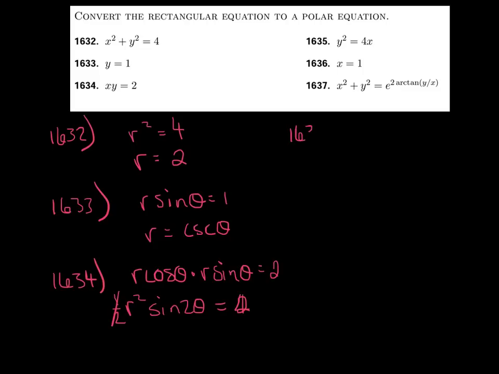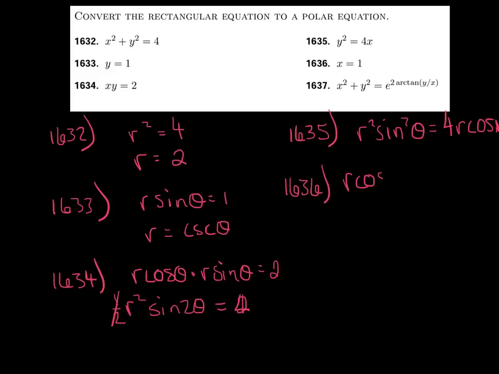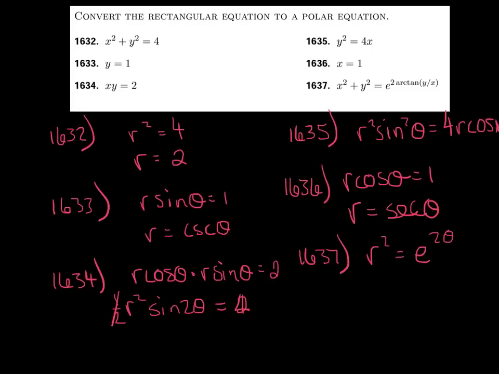Let's see, 1635, I could say r squared sine squared on the left equals 4 times r cosine. Again, if you feel comfortable with the big 4 rules from pre-calc, you're going to dominate this particular mini topic. For x equals 1, I'm just going to say r cosine of theta equals 1, which then means r equals secant of theta. And then for 1637, a little more creative, I got r squared on the left, and then I could say e raised to the 2 times theta up there.